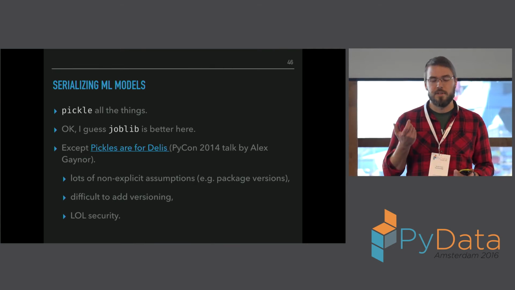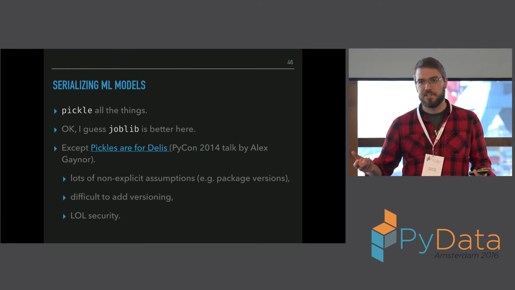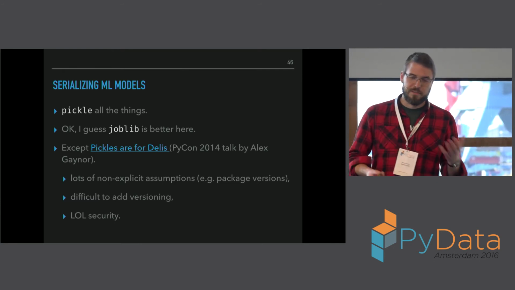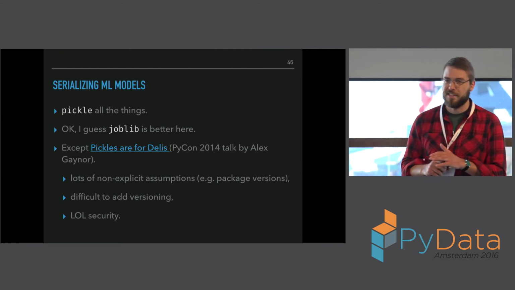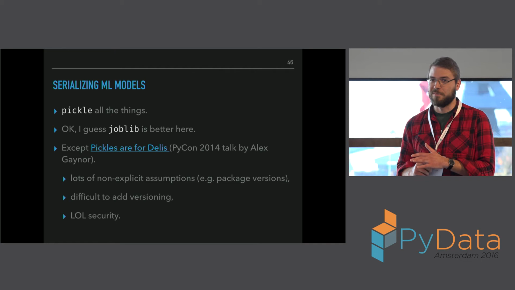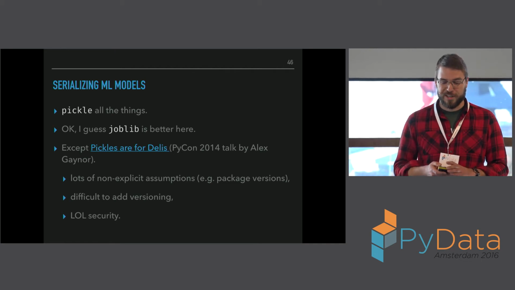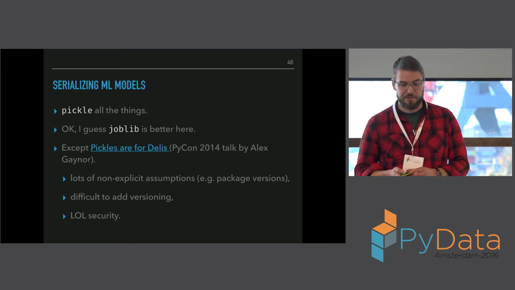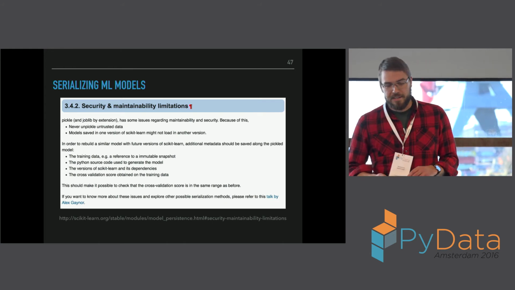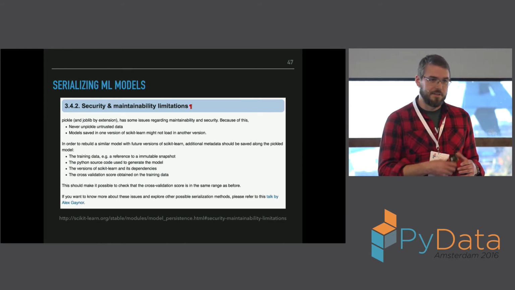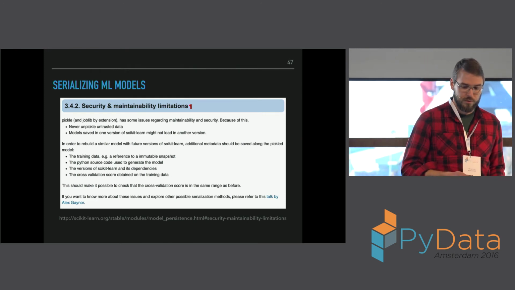So for example, the pickled objects might not necessarily be compatible between different package versions. It's difficult to add versioning, and if you're unpickling things that you don't trust, you're going to have a really bad time because you're open to remote code execution. So don't do that if you cannot trust the files that you're deserializing. And all this is, by the way, mentioned in the scikit-learn documentation, and it also tells you the best practices of what to save with your model when you want to serialize it.